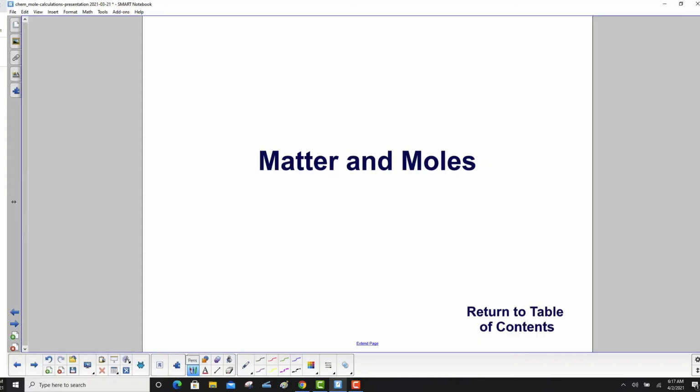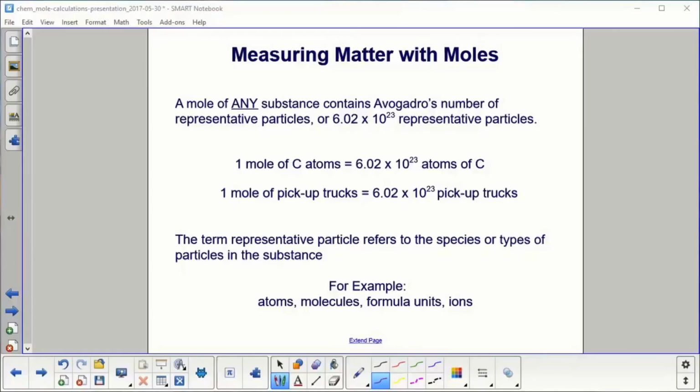Matter and moles. A mole of any substance contains Avogadro's number of representative particles, or 6.02 times 10 to the 23rd representative particles. So here's some examples. 1 mole of carbon atoms, 6.02 times 10 to the 23rd atoms of carbon. 1 mole of pickup trucks, 6.02 times 10 to the 23rd pickup trucks.